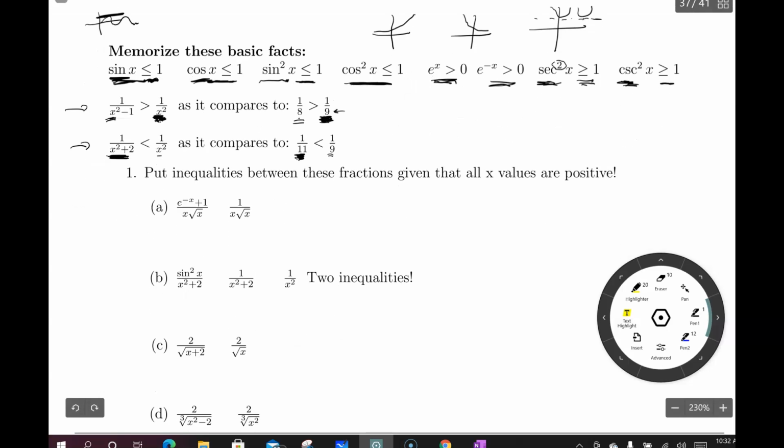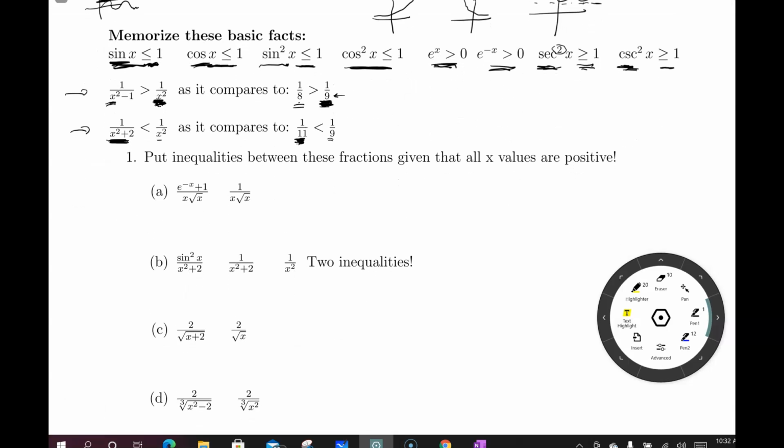All right, so now I'm going to want you to think about how to put inequalities in here. So you might be able to see it quickly. I'm going to go through just to make sure you really see how you could build it. So what do you know about e to the negative x? And you don't have to write this. I just want you to be able to think this. e to the negative x is bigger than 0. I could add 1 to both sides. So if I add 1 to both sides, I get this. Then if I take both sides of this and divide it by x root x, that still keeps the inequality. So this is a larger quantity than this.